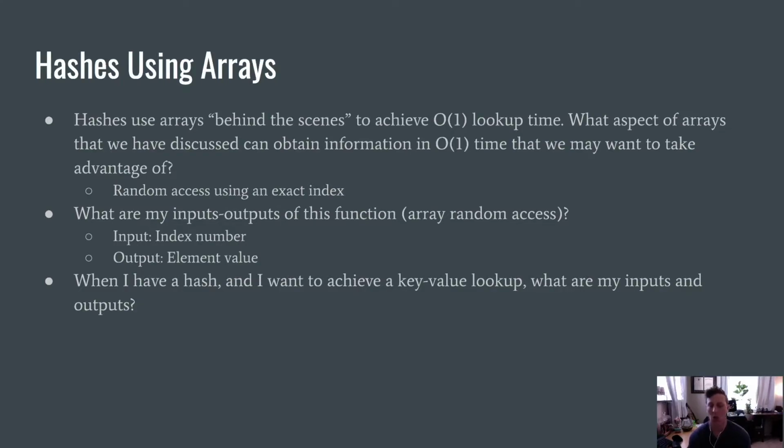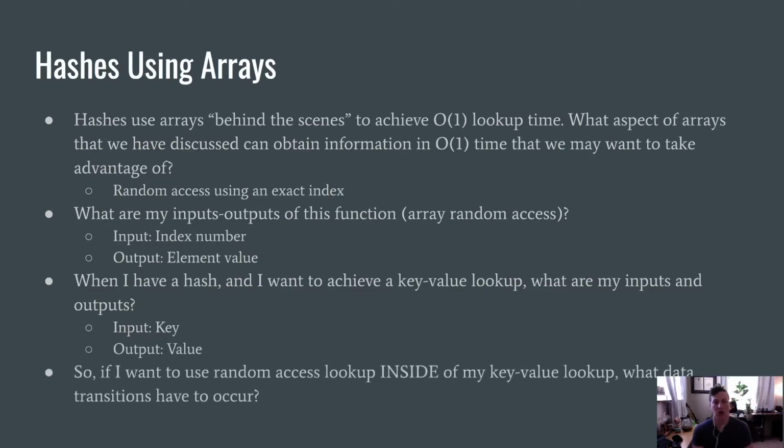All right? So when I have a hash, I want to achieve a key value lookup in O of 1 time. What are the inputs and outputs of that? If I have a hash and I want to achieve a key value lookup, what are my inputs and what are my outputs? All right, so here's another function we're going to want to take advantage of. The input's going to be your key, right? Because you want to get a value from a key. So the input's the key and the output's going to be the value that you get back.